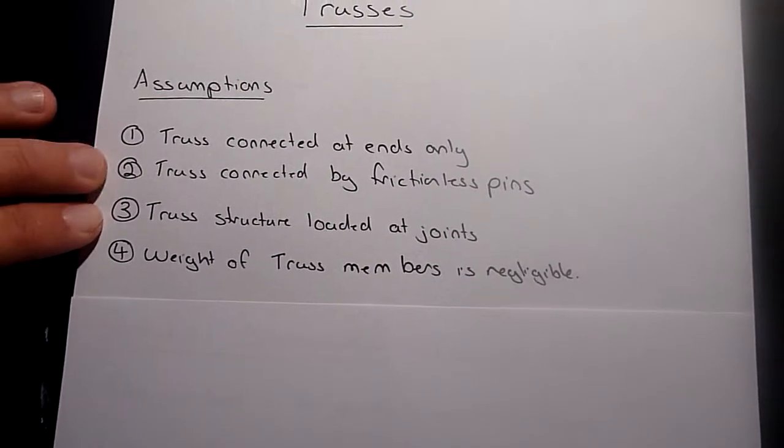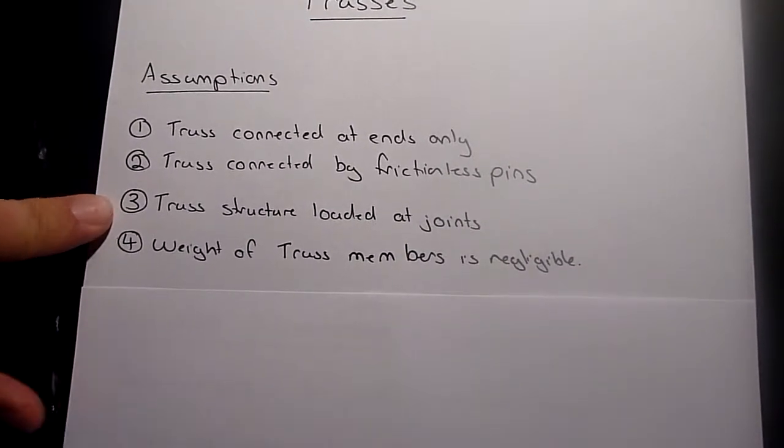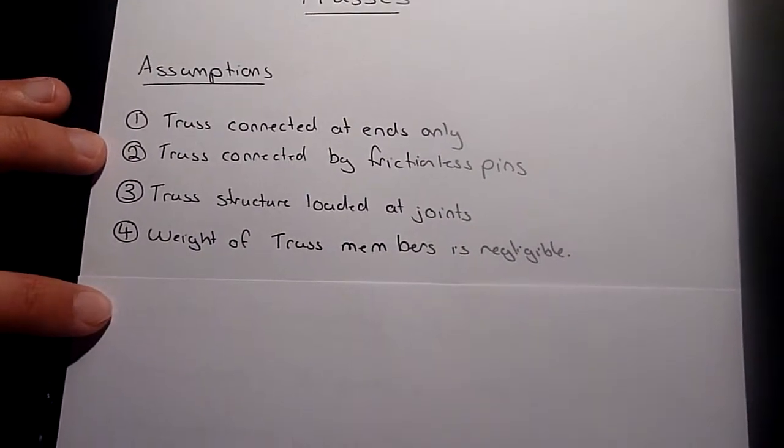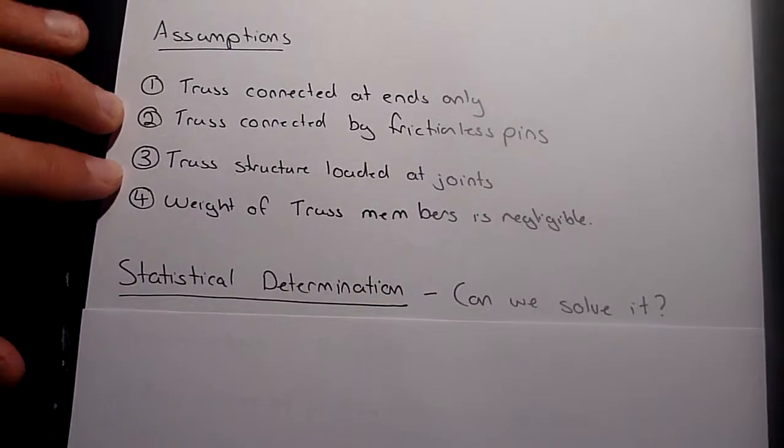A third assumption is that the truss structure is loaded only at the joints. And our last one is that the weight of the truss members is negligible. The reason we have these assumptions is that it allows us to solve the problem.